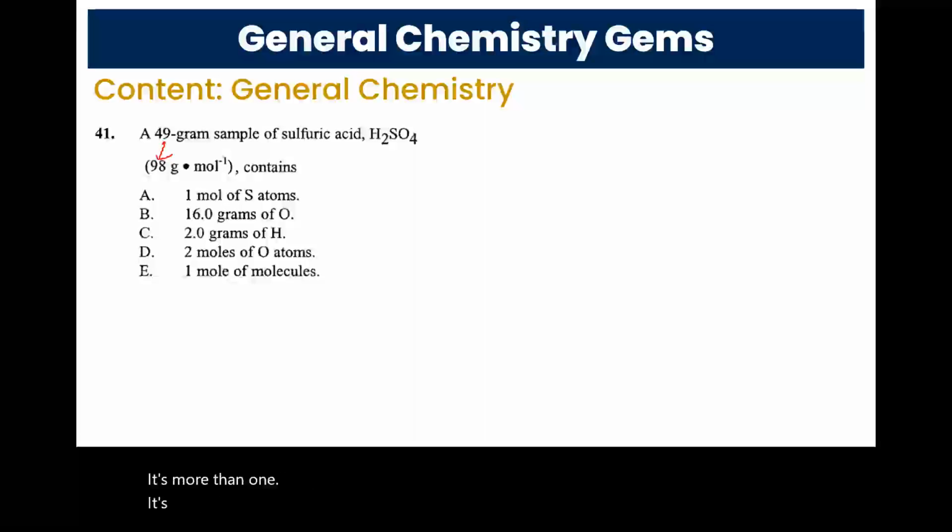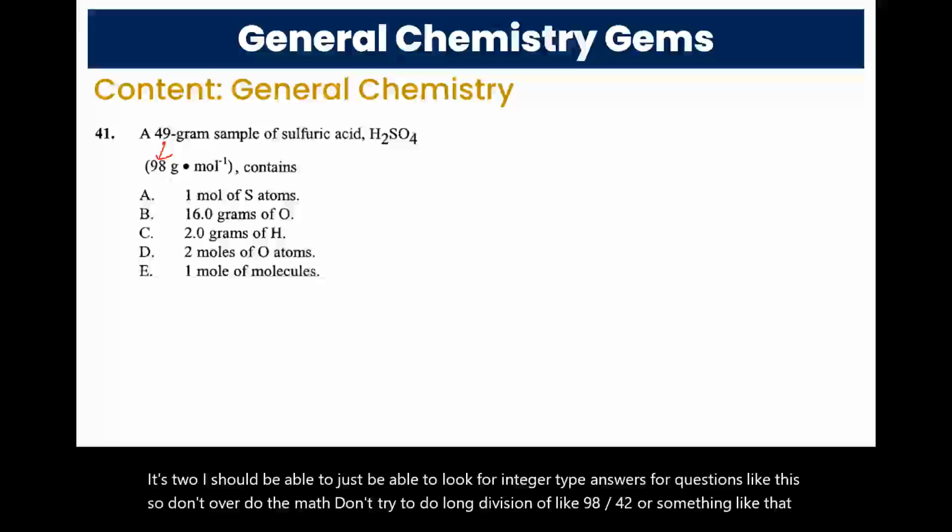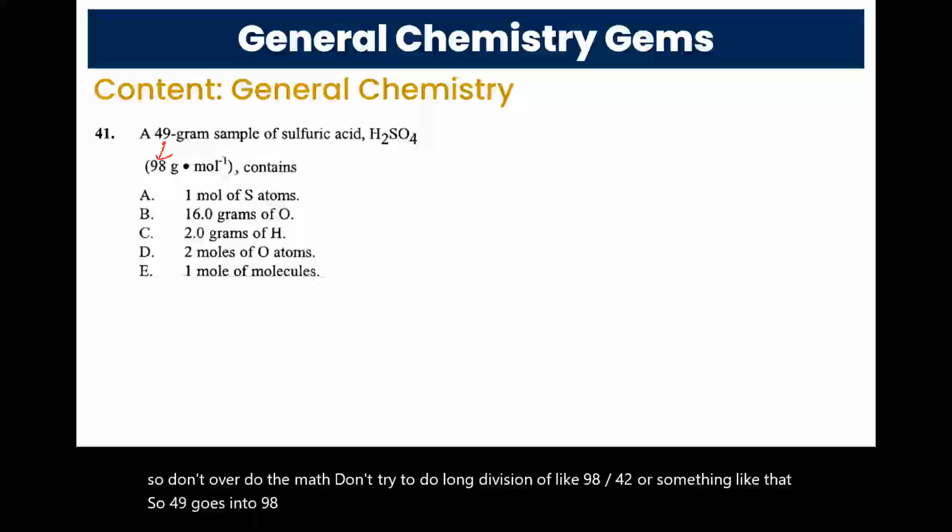I should be able to just look for integer type answers for questions like this. So don't overdo the math. Don't try to do long division of like 98 divided by 42 or something like that. So 49 goes into 98 2 times. So how many moles of sulfuric acid will I have? Will I have 2 moles or will I have 1/2 of a mole?